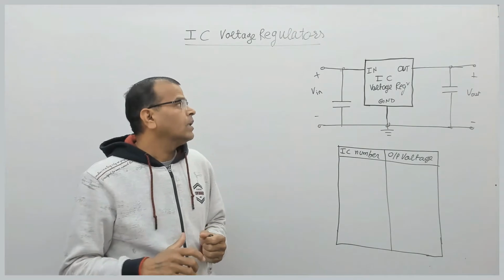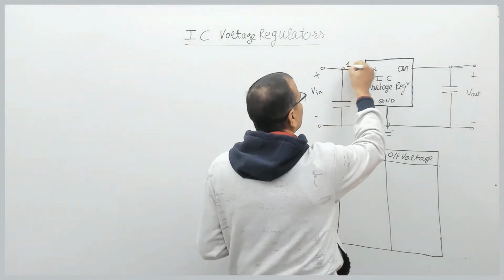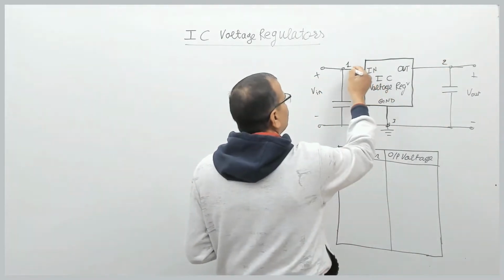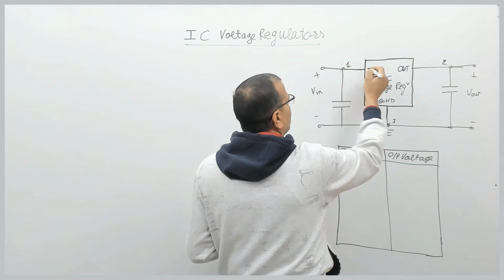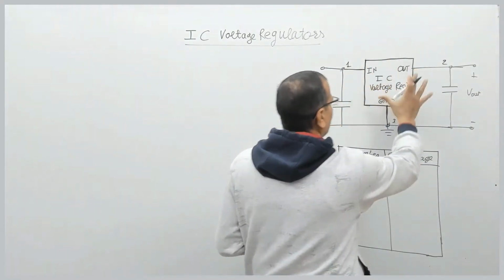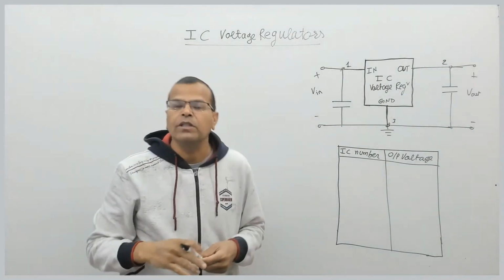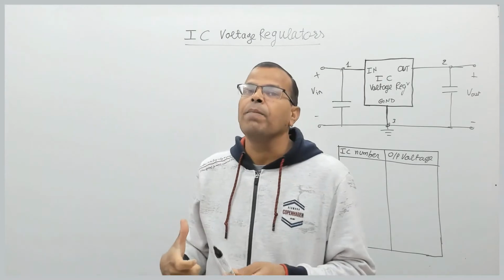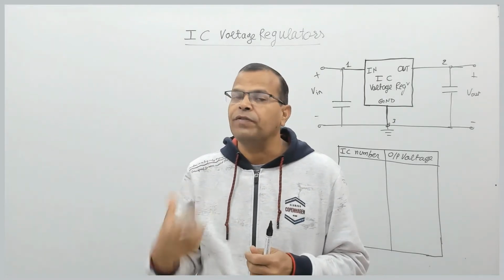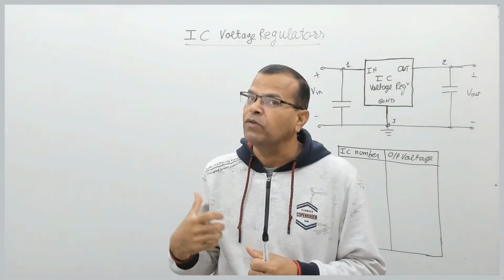Here there are different types of 3 terminal IC voltage regulators. Say this is pin 1, pin 2, pin 3. So this is the input pin, which we call pin 1, this is the output pin, and there is one pin which is connected to ground, right? There are different types of IC voltage regulators, different ICs: we have one IC where the output voltage is fixed. We have another IC where output voltage is variable.